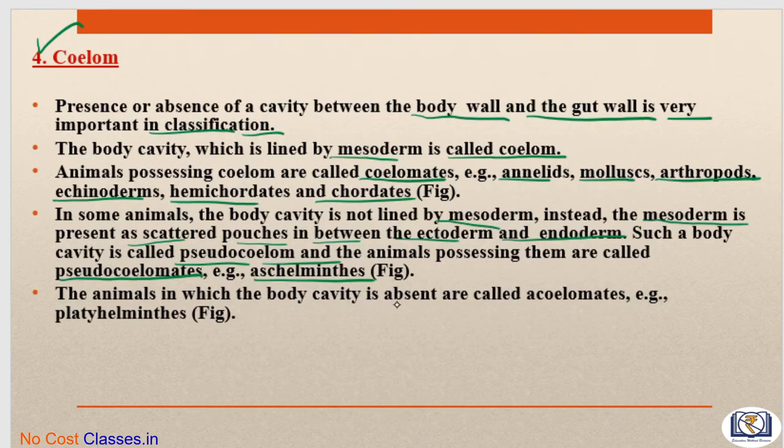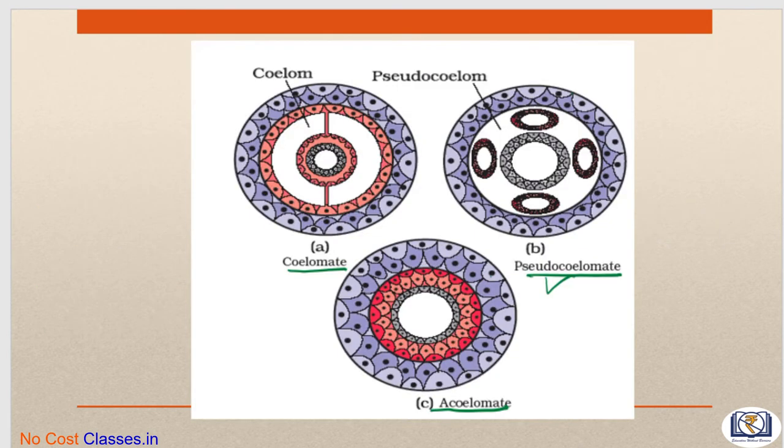Animals in which the body cavity is absent at all, jisme body cavity hai hi nahi, acoelomate like platyhelminthes. To coelomate if true cavity is present, pseudocoelomate if appearance of it is there, and acoelomate if body cavity is not present at all. These are the diagrams I explained.